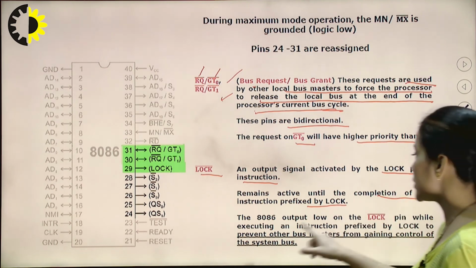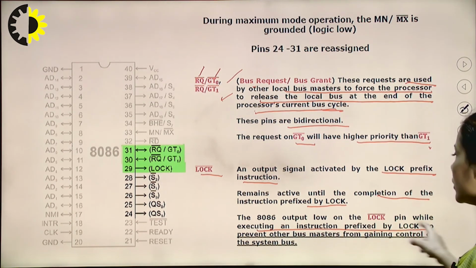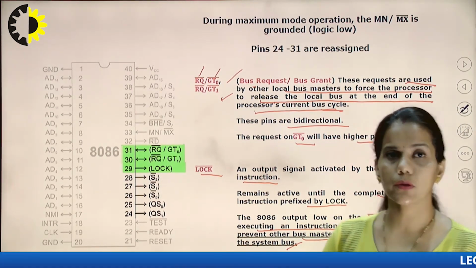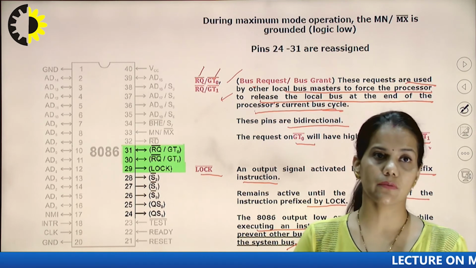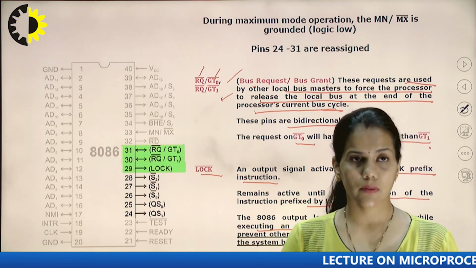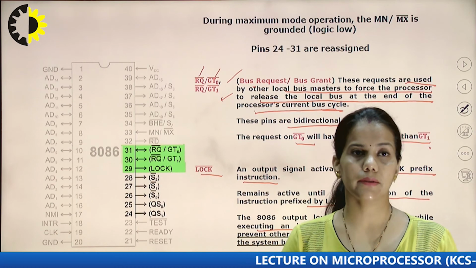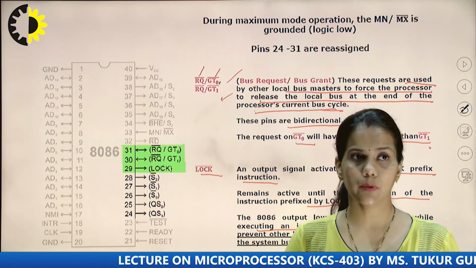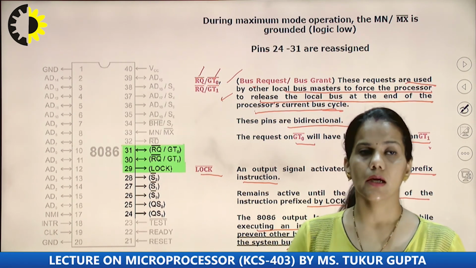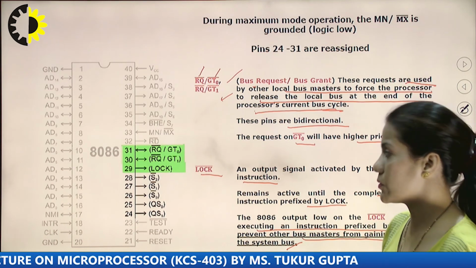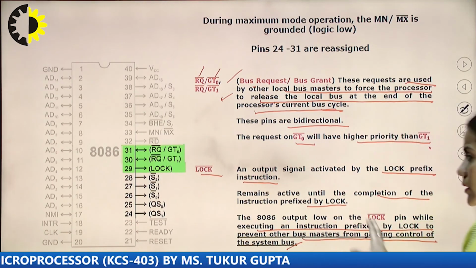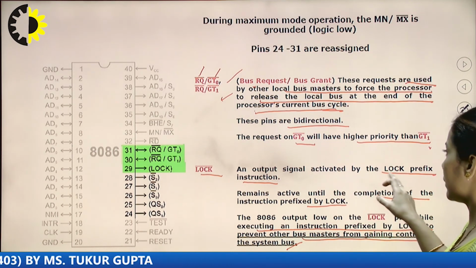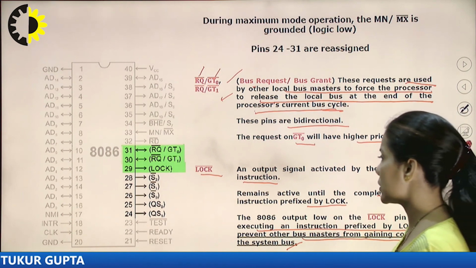While executing an instruction with the prefix LOCK, it will prevent other bus masters from gaining control of the system bus. For the duration of that particular instruction which has been prefixed by LOCK, any other master will not be able to get access to the system buses during the execution of that instruction. So this output signal is activated by the LOCK prefix instruction. In this way this signal is used.